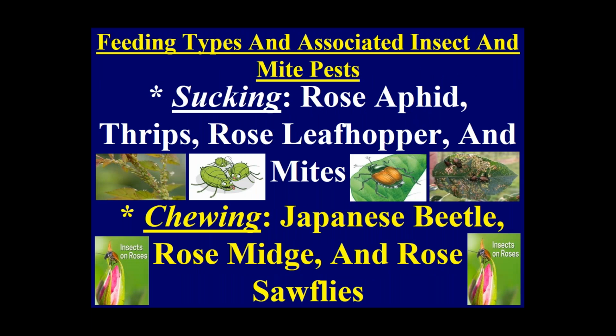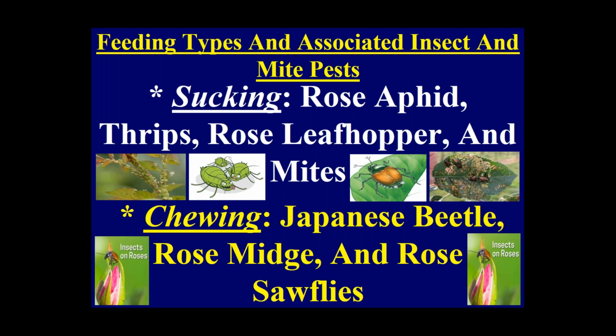So let's talk about feeding types and how that's associated with damage. The major feeding types are sucking and chewing. And that's the feeding behavior. And that type of feeding behavior results in specific plant damage to either the flowers, the stem. The sucking insects and mites we'll cover first are rose aphid, thrips, rose leafhopper, and mites. Then we will get into the chewing insects, where they are removing plant parts.